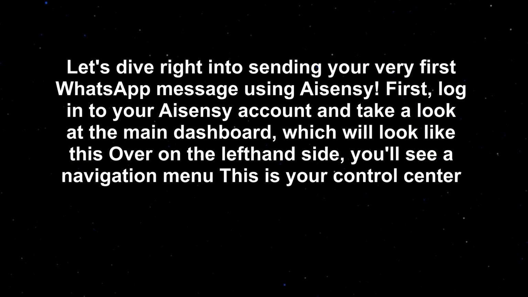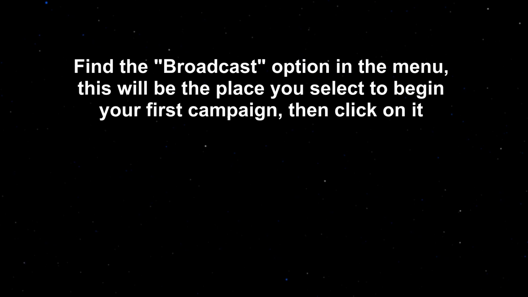First, log into your Aisensy account and take a look at the main dashboard, which will look like this. Over on the left-hand side, you'll see a navigation menu. This is your control center. Find the broadcast option in the menu. This will be the place you select to begin your first campaign.